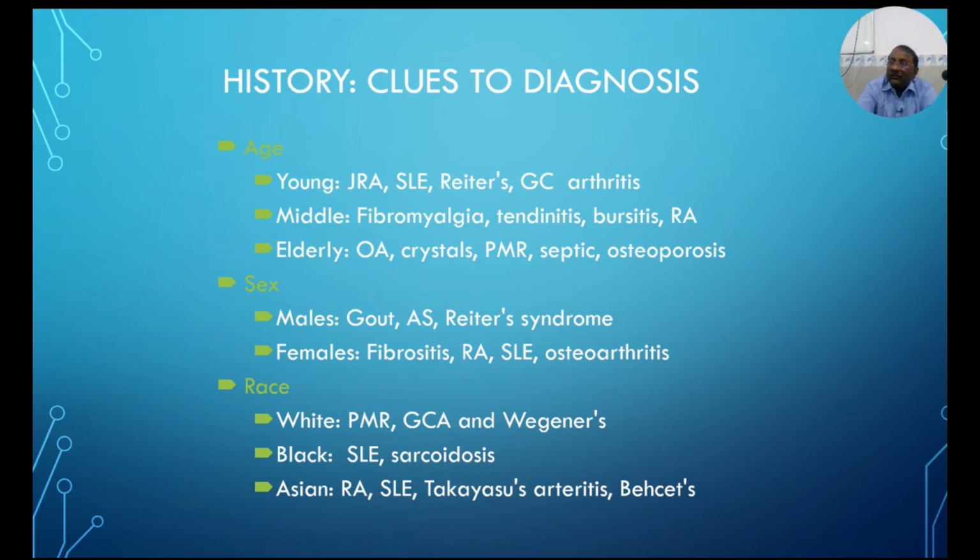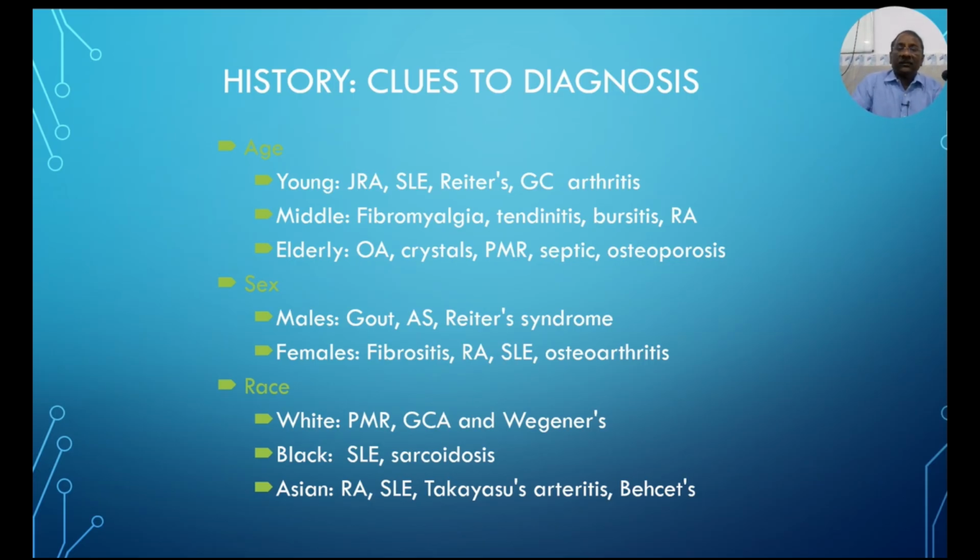In the middle-aged, rheumatoid arthritis comes first, then fibromyalgia, tendinitis and bursitis. In the elderly individuals, osteoarthritis, osteoporosis, crystals, polymyalgia rheumatica, and septic arthritis if the person is on more drugs and steroids for a prolonged period, or is a diabetic, then sepsis is also a possibility there. So as far as age is concerned, these are the common diseases in young, middle-aged and elderly individuals.